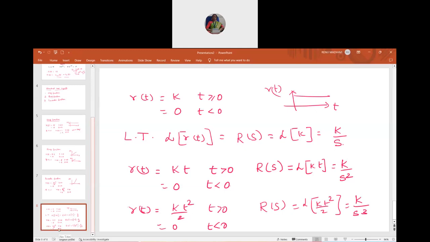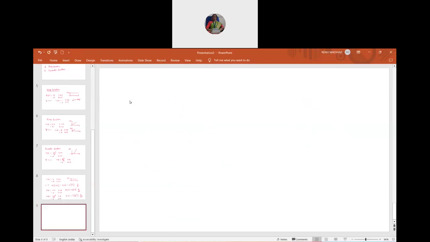So we have seen the time response definition. We have seen steady state error and transient error. And we say that time response is a combination of the steady state and transient response, and there are standard test signals like step, ramp, and parabolic.